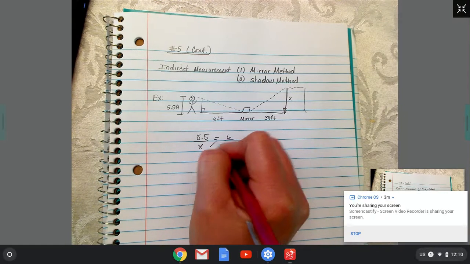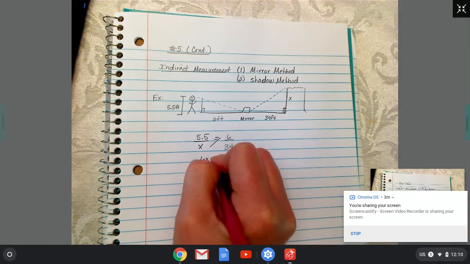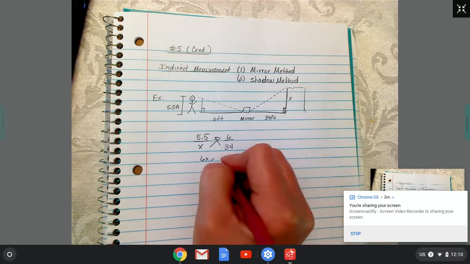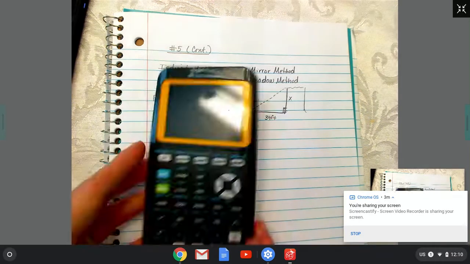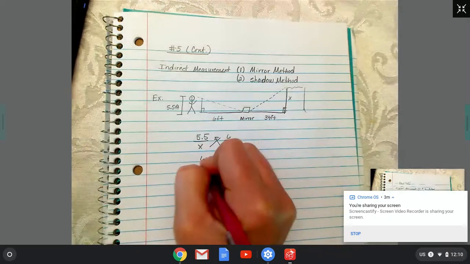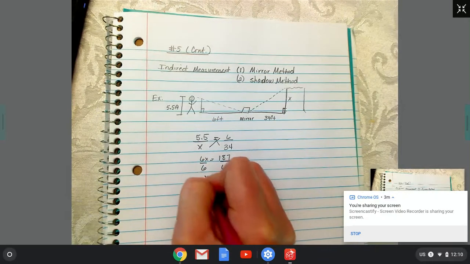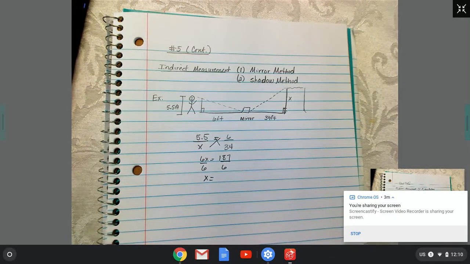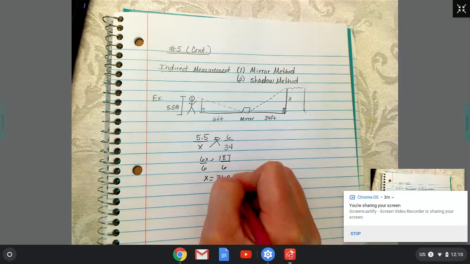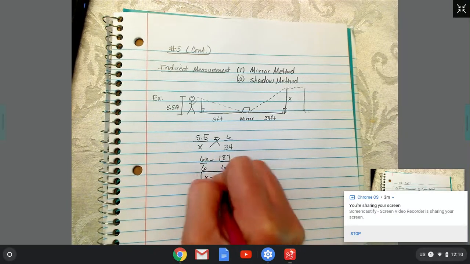And then you cross multiply. 6 times X equals 5.5 times 34. Let me double check this on my calculator: 5.5 times 34 is 187. We divide by 6, and that is 31.2 feet for the mountain.